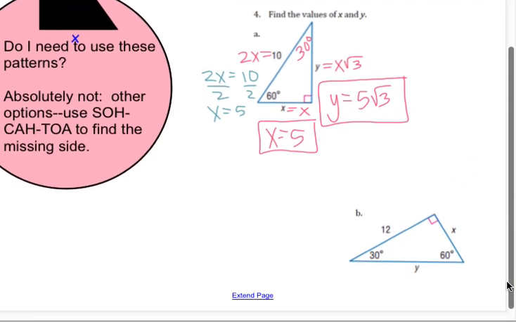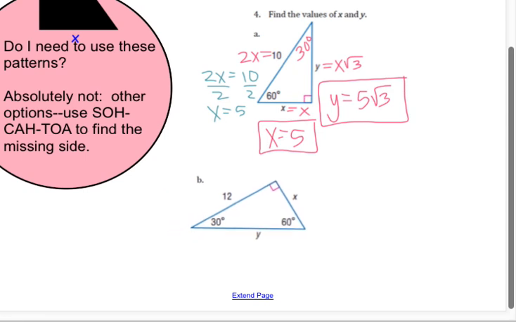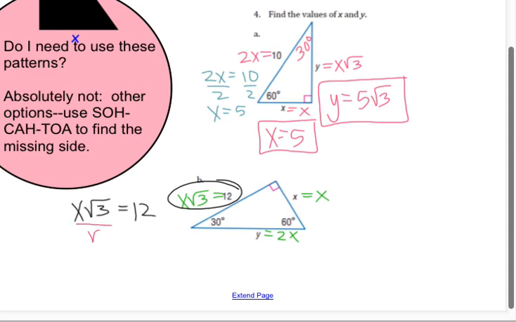Let's go ahead and look at example B. Still a 30, 60, 90 triangle. So across from my 30-degree angle is always x. Across from my 60 is always x square root of 3. And my hypotenuse is always 2x. So I want to look for which side has 2 pieces of information. So it would be this one. So I would need to solve for x. So I would divide both sides by square root of 3. So x is equal to 12 over square root of 3.